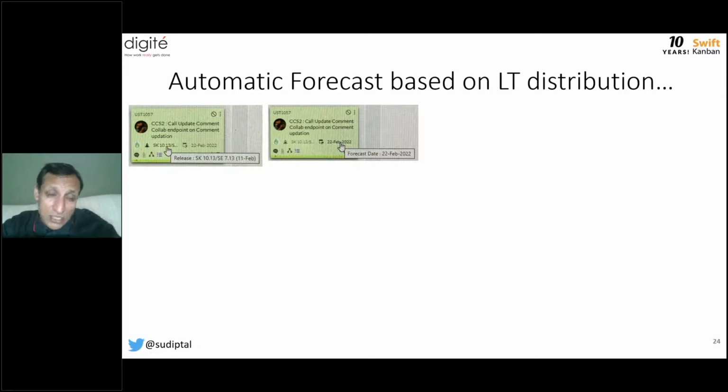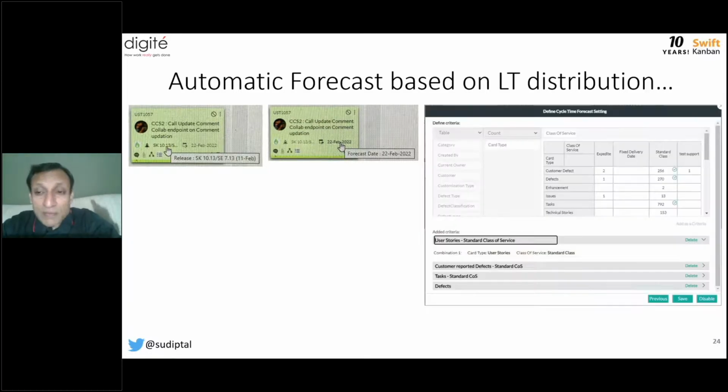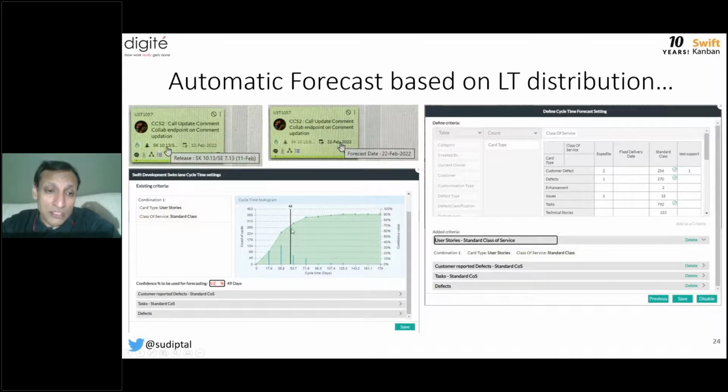So I've taken some screenshots again, and it's doing a very simple lead time distribution. You can go ahead and choose the criteria. So you can say, okay, I want to choose a criteria of user stories which have standard class of service. If you say I have user stories as standard class of service, the next time I get a user story with that standard class of service, I'm going to match the lead time distribution and say I have an 80% confidence. So the 80% confidence number here would be somewhere around here.